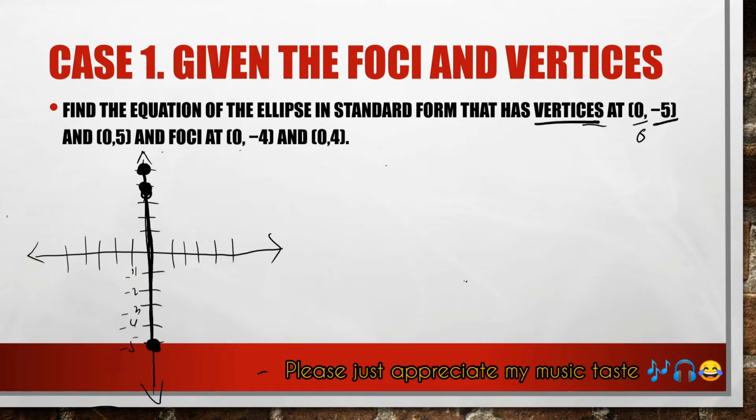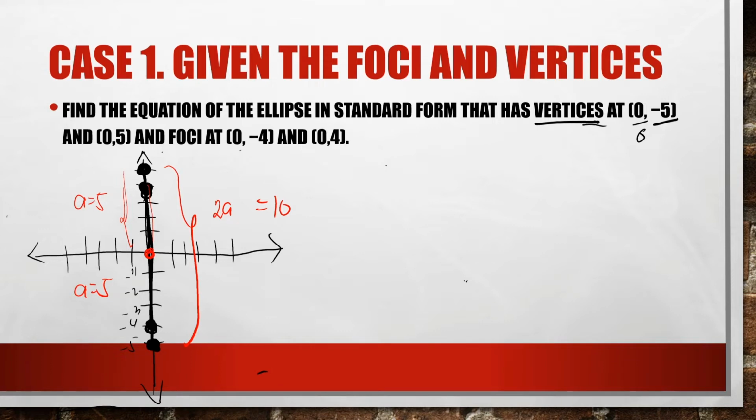So, yung foci naman ay laging collinear with the major axis. (0, -4). Ibig sabihin, itong length na ito yung 2a. So, bilangin natin. Kung 5 ito, a is equal to 5, so yung 2a is equal to 10. And then, yung C, distance from the center to the focus, C is equal to 1, 2, 3, and 4. Obviously, 4. Nahanap natin yung a, and then yung c.